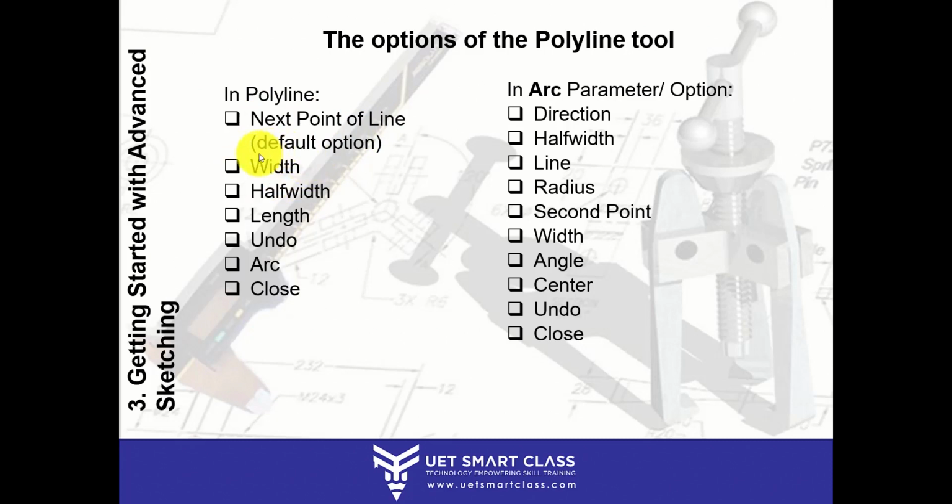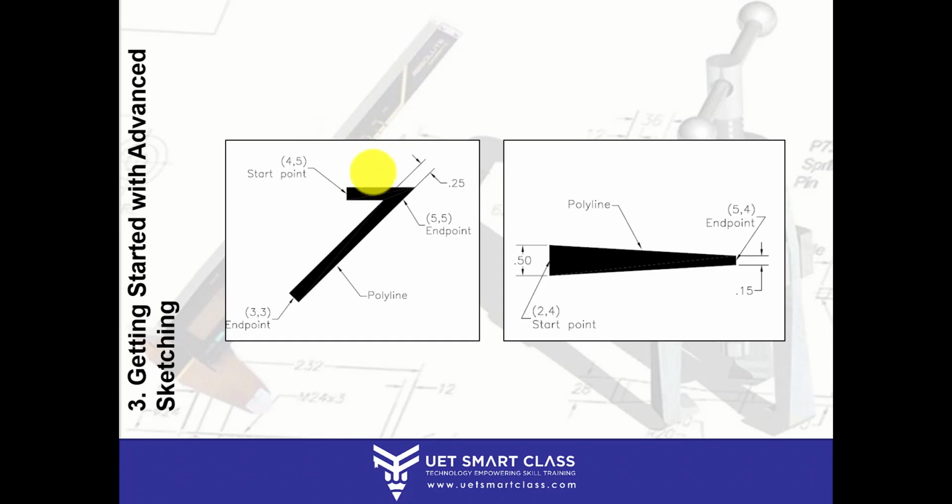Next is width. In this, you can increase the width of that particular line. You can give a width to that line. Now in this, there are two figures. One is a uniform line. Overall, the width is the same. In this, the line width has changed, so it is showing as tapered. The starting width is 0.50 and the ending width is 0.15. I'll show you how to do this.